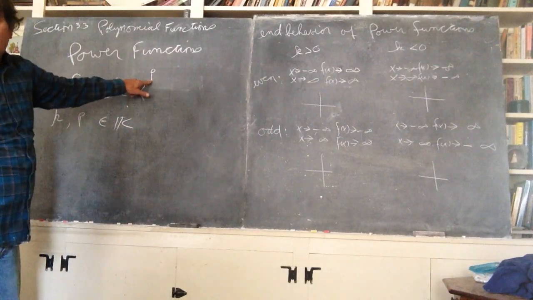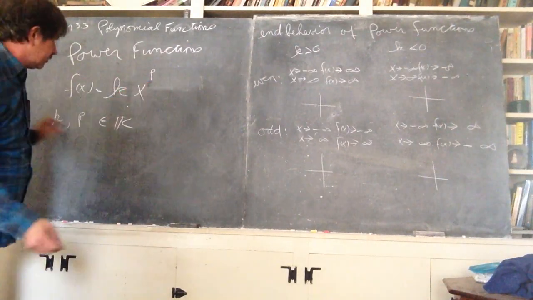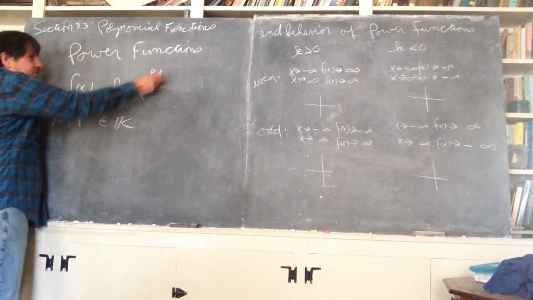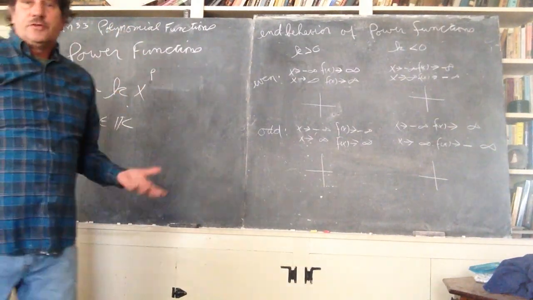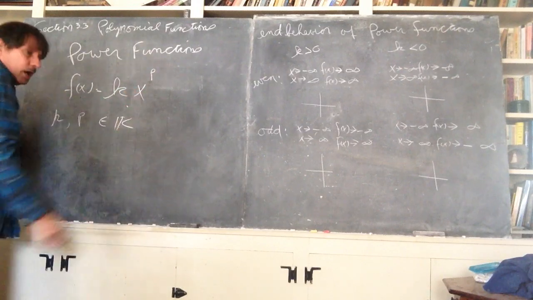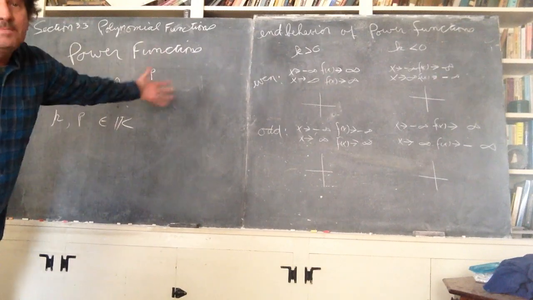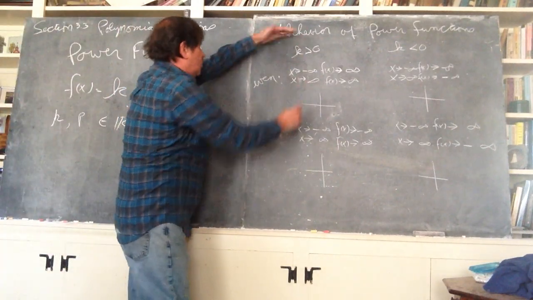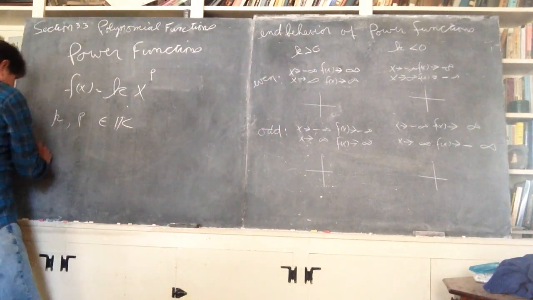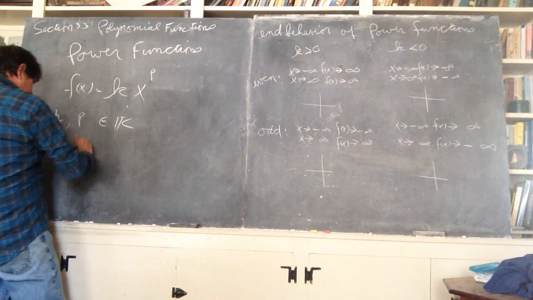When we talk about polynomials, this is going to have to be an integer, a non-negative integer for that matter, for a polynomial function. But this could be a half. I mean, it's just a real number. It could actually be pi. But anyway, this is a power function. And what happens is the end behavior changes based on k and p. End behavior.